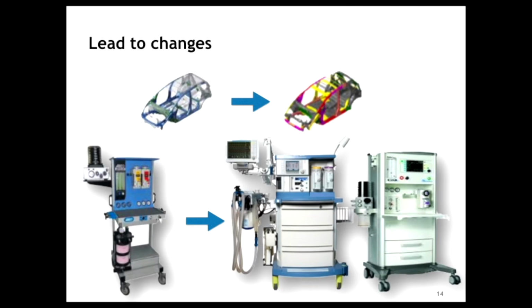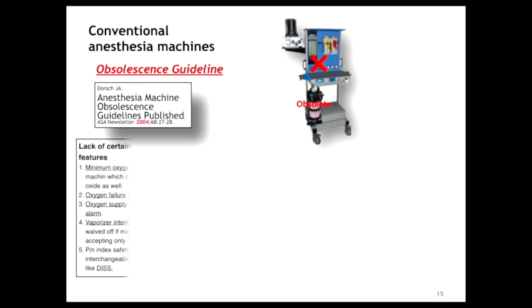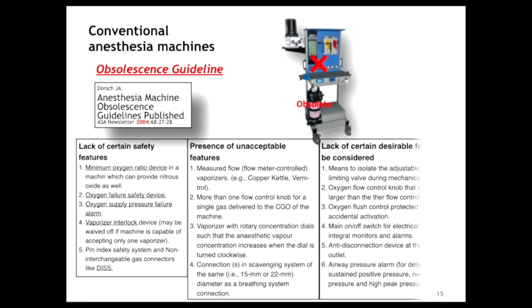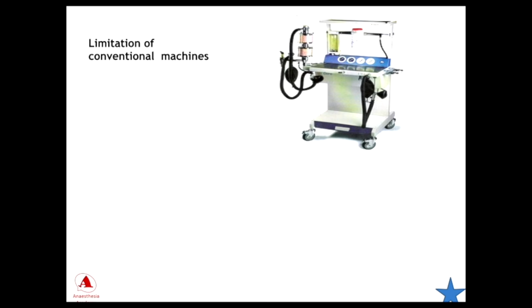In fact, after this, there was a big change. Earlier we were using similar machines, now we have these machines. So they made it obsolete. Are you still using this? It has to be obsolete. Okay, we still are using it in our country, but essentially they were made obsolete in the US, and they actually developed an obsolescence guideline. Okay, and if these features are not there, and if these are the unacceptable features, you should not use the machine. I'll not go into detail. This is available in the literature.